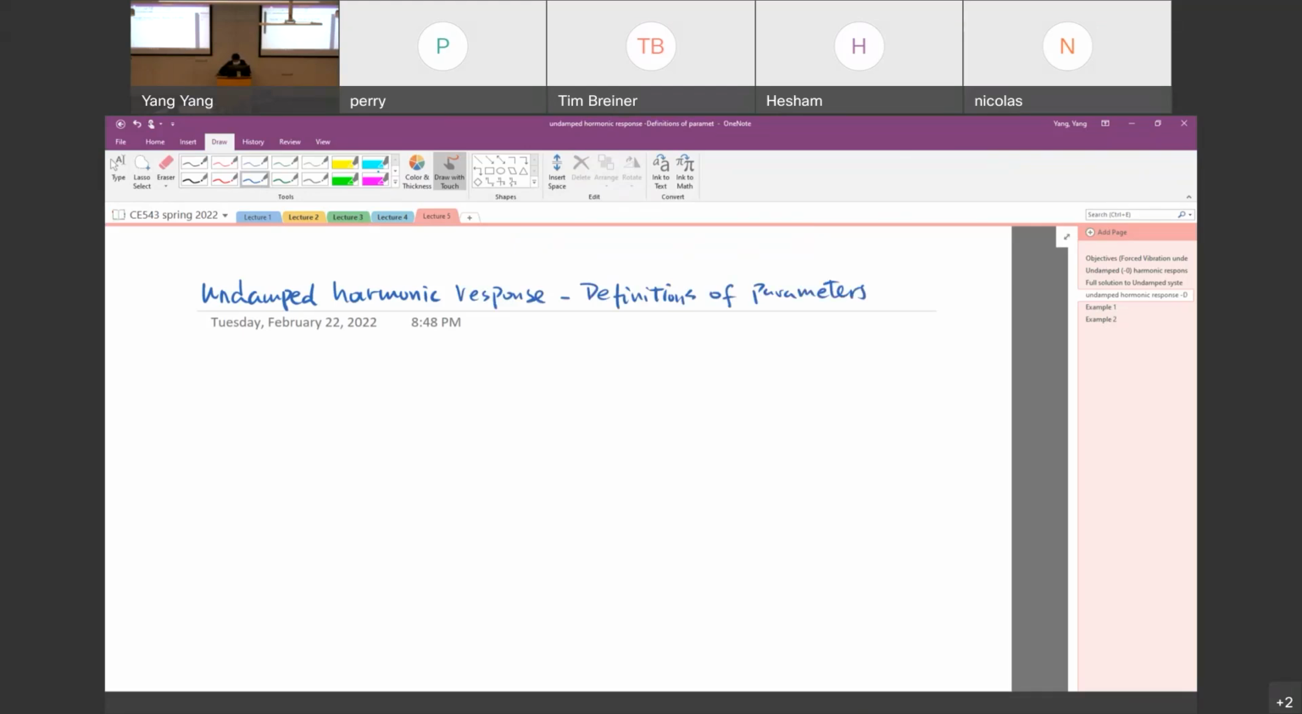Now let's look at the definition of some parameters. The first parameter that's very important is the static deformation. This is P0 over K, equal to U sub ST. This is the static deformation. Makes sense. The amplitude of the force over the spring constant is equal to the static displacement.